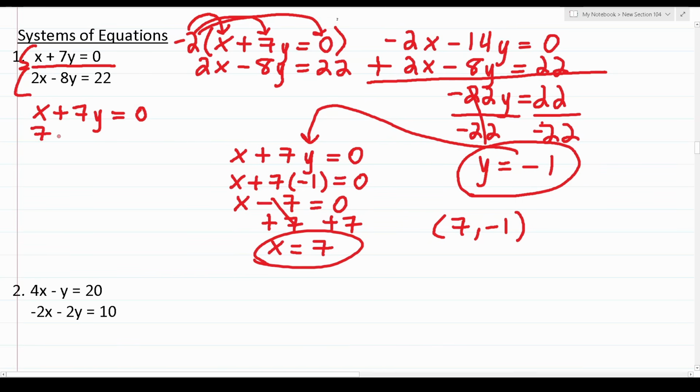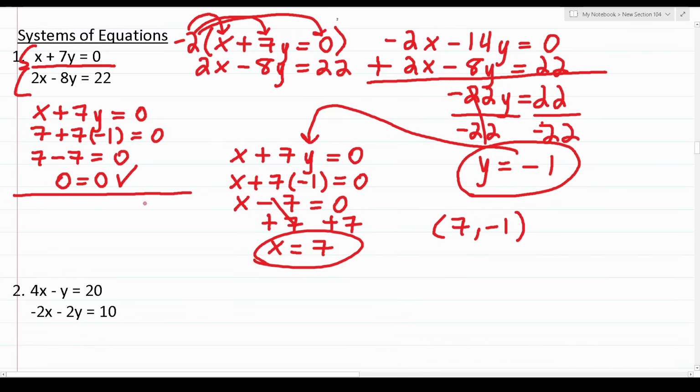This becomes 7 plus 7 times negative 1 equals 0. This becomes 7 minus 7 equals 0. 7 minus 7 is 0. Does 0 equal 0? It does. So these two values make a true mathematical statement when we plug them into the top equation. Now, plugging them into the second equation is going to be a little bit more difficult, but I think it's worth taking a look at.